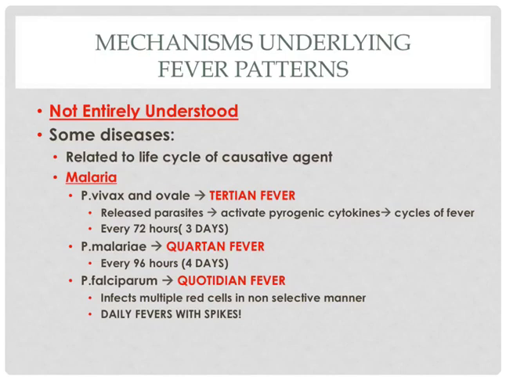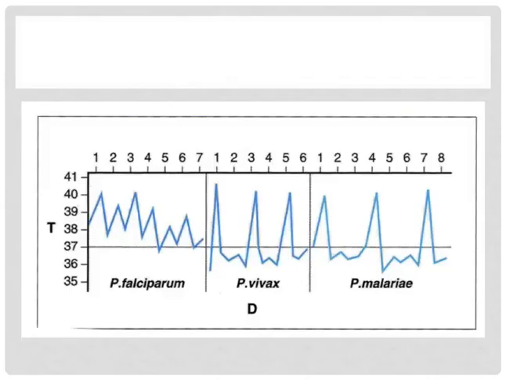Malariae gives quartan fever, every 4 days. Falciparum, on the other hand, is quotidian fever. I don't even know how to pronounce that, but we'll try. Quotidian fever gives you daily fevers with spikes, every day. There's no every 3 days or every 4 days. The other one, knowlesi, gives you a fever like falciparum as well.